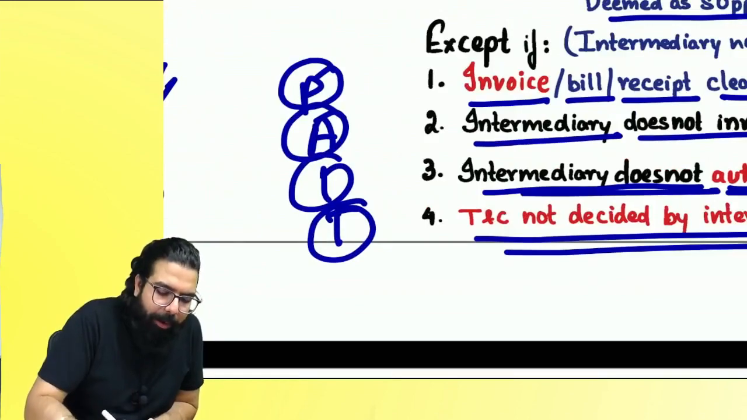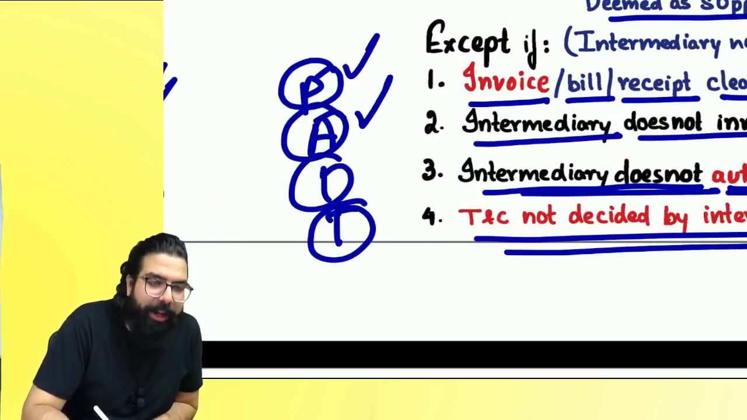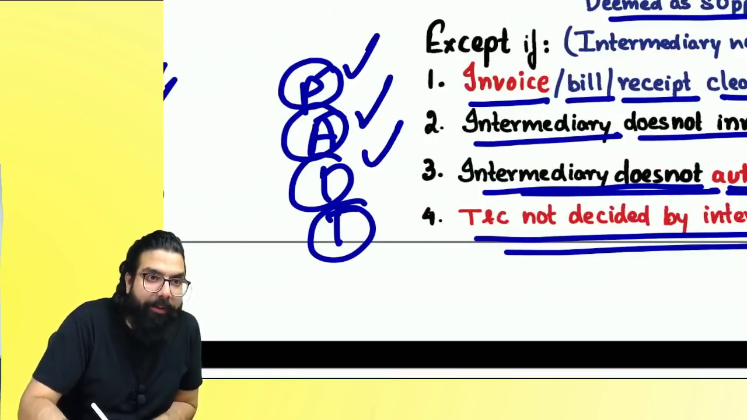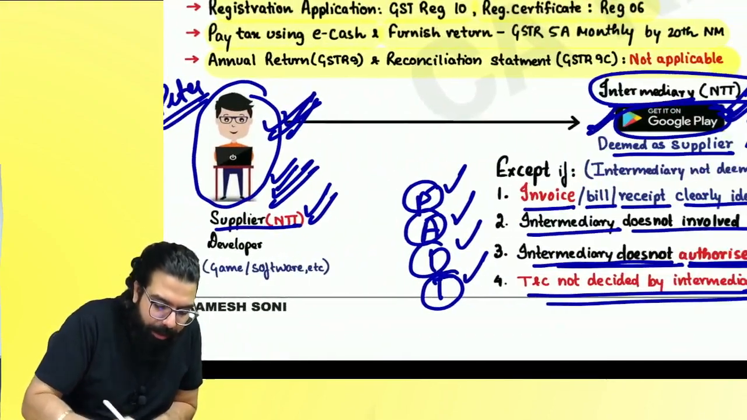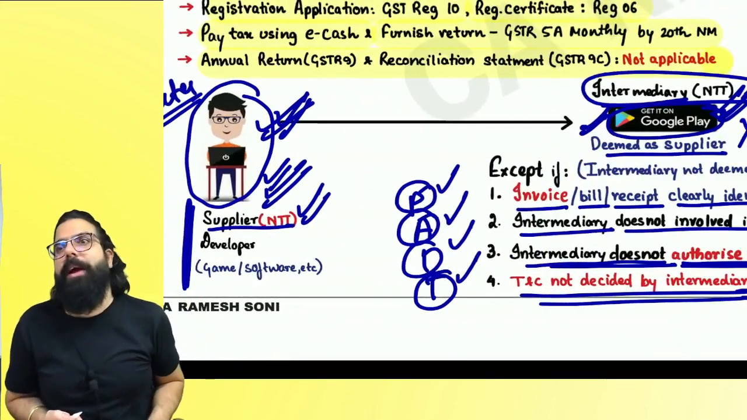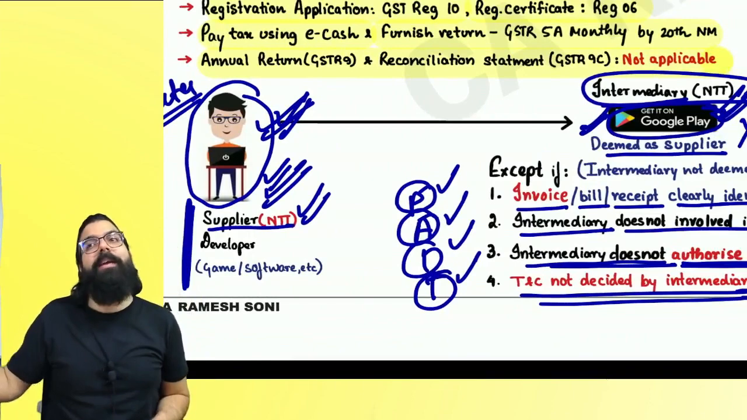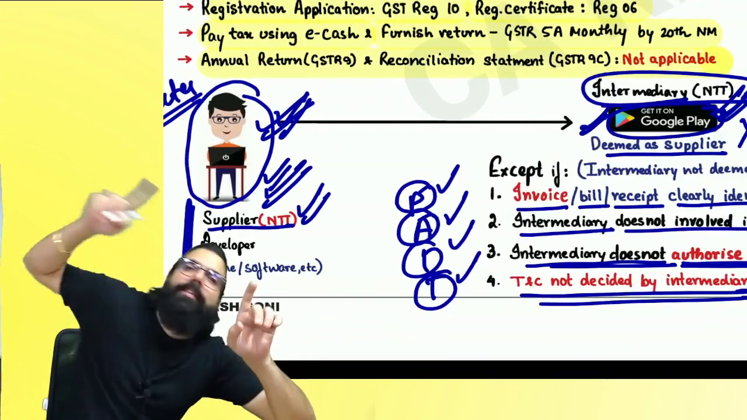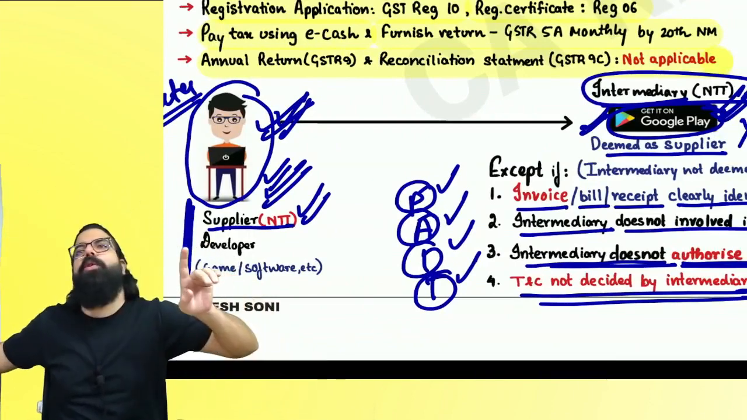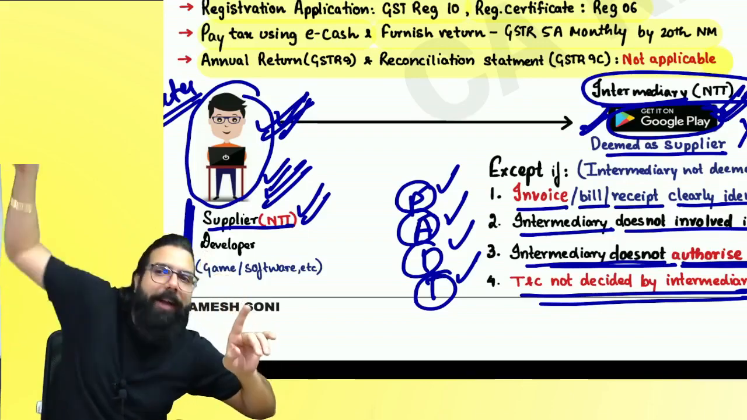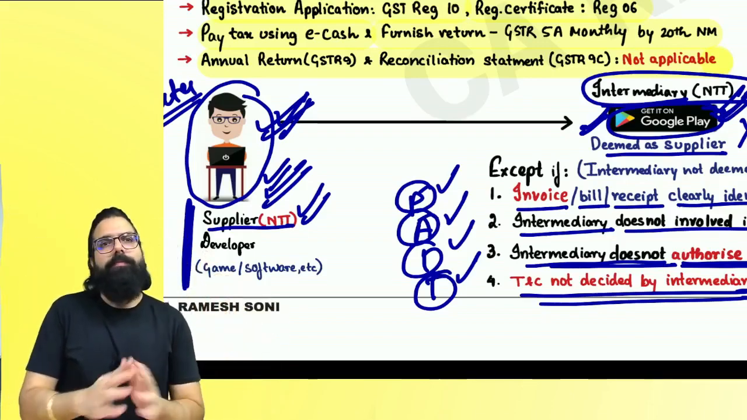Tell me one thing. Number 1, payment. Number 2, authorizing of delivery. Number 3, invoice. Number 4, terms and conditions. If they are in his name, then who is the supplier? Actual supplier. He will be the OIDR providing services in India. He will be liable to take registration, collect the GST and pay to the government.